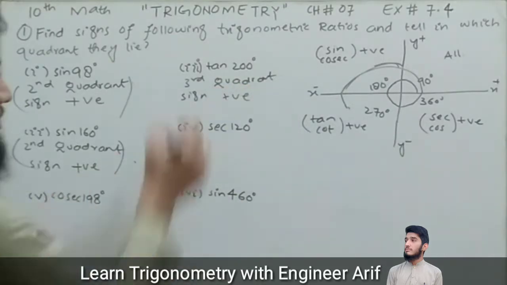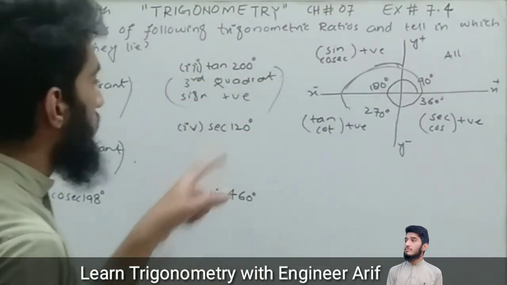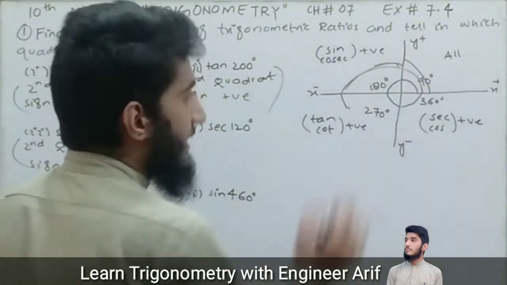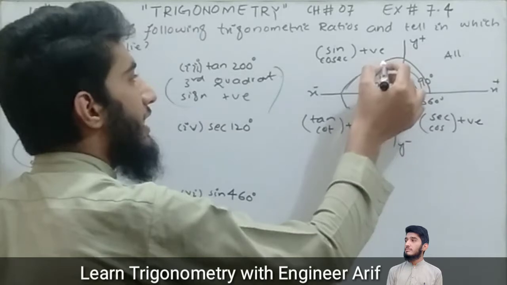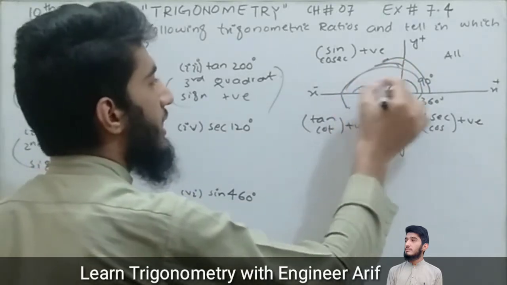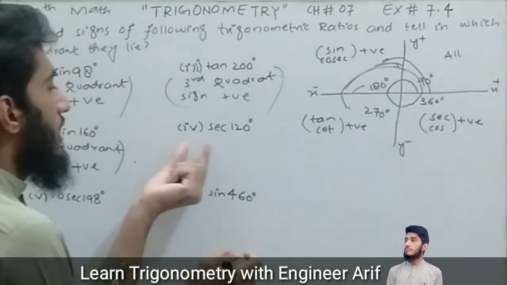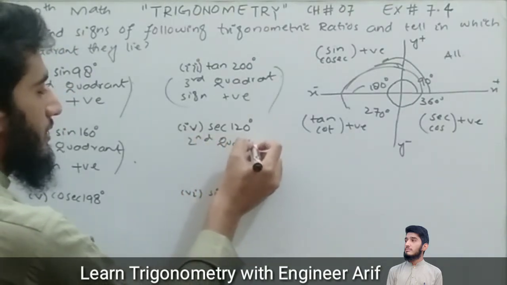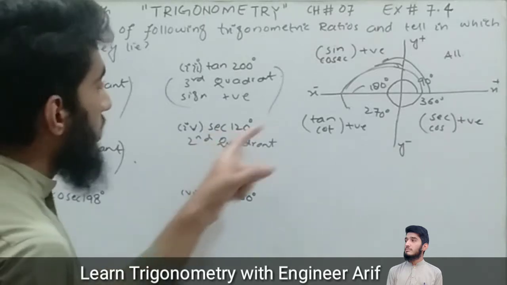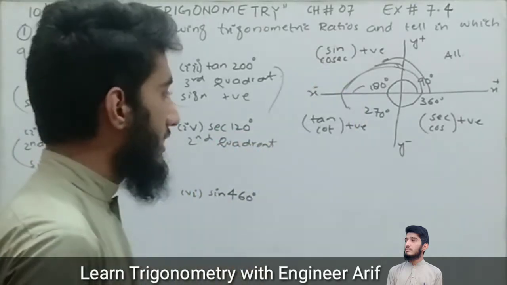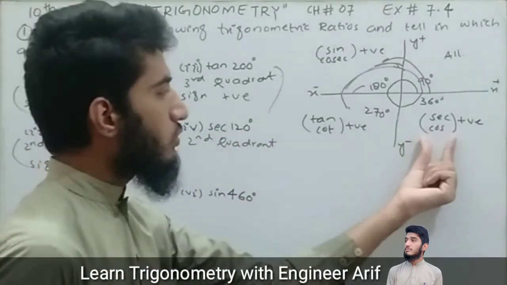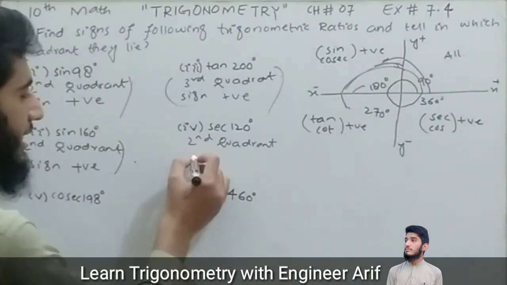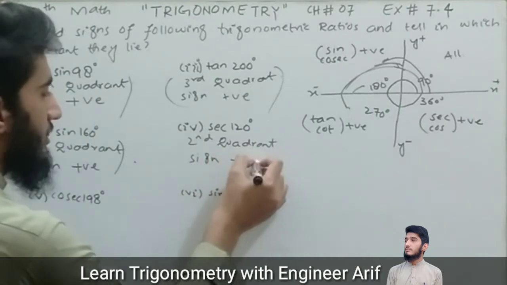Now move to the fourth part, secant 120 degree. Up to over here we have 90 degree, and after this it will cover 120 degree, which is less than 180 and greater than 90. It means the fourth part lies in the second quadrant. Secant is positive only in the fourth quadrant and in the first quadrant. So in the second quadrant, it is negative. The sign for part number 4 is negative.